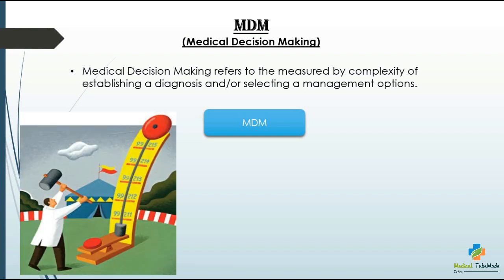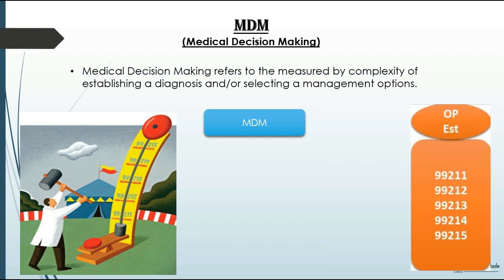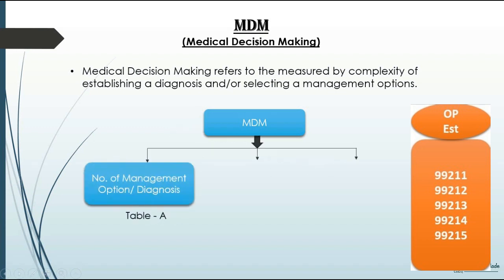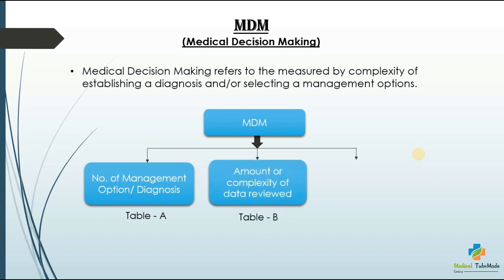So today I am going to talk about MDM part. MDM is a very important key component of evaluation and management. Everyone knows. So MDM has three important tables. Here you can see number of management options and diagnosis. This is table 1, this is table A. Another one, amount and complexity of data review. This is table B. And then level of risk, this is table C.